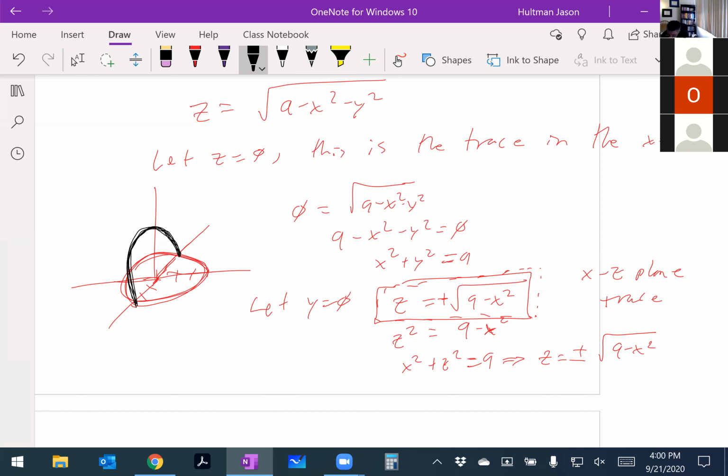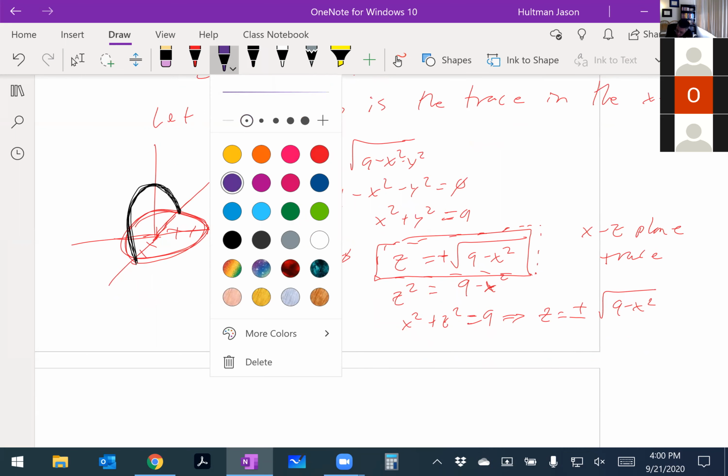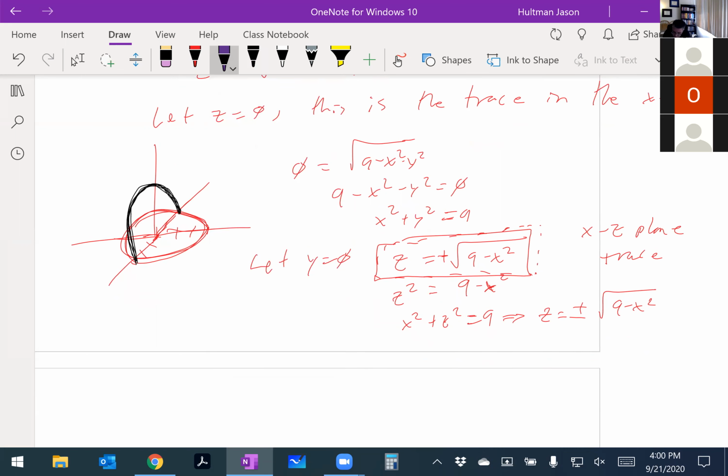What happens if I let z equal 0? I'm sorry, not z. Let's let x equal 0. Well, that's basically synonymous to what we just did, right? And so we would get z equals the positive of the square root of 9 minus y squared. So this should be another half circle, but in the yz plane.